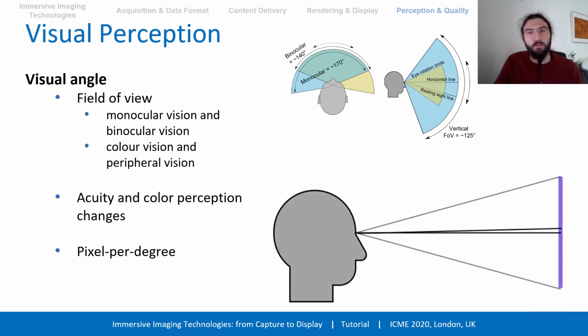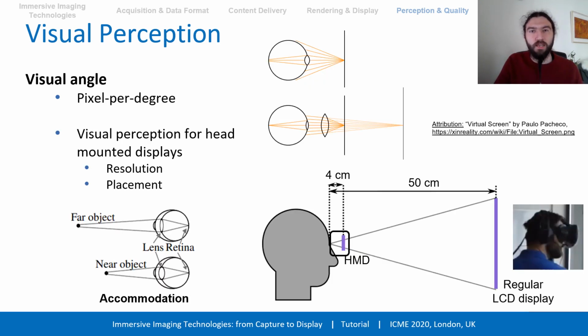Pixel per degree is a measure that gives us how many pixels there are in 1 degree of visual angle. The higher the pixel per degree, the higher the quality. This is especially important to understand for display quality and rendering quality for HMDs and many volumetric video applications. Due to practical reasons, HMD screens are placed very close to the human eye, as shown in the rightmost figure here.